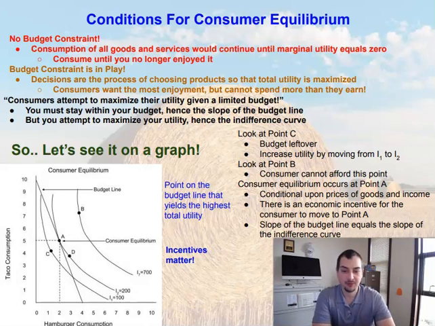All right, ladies and gentlemen, we're going to begin in chapter 4. So in chapter 4, what we're going to do is take the concepts of chapter 3, the budget constraint and the indifference curves, and bring them together.